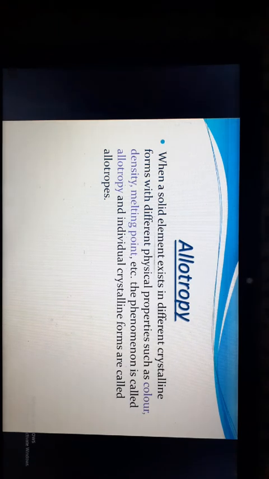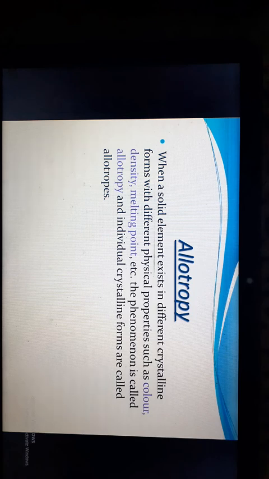When an element exists in different crystalline forms, it has different physical properties. Which are the physical properties here? They are the color, density and melting point. If the color, density and melting point are different, this phenomenon is called allotropy. That means the same element exists in crystalline forms with different physical properties, and each individual form is called an allotrope.